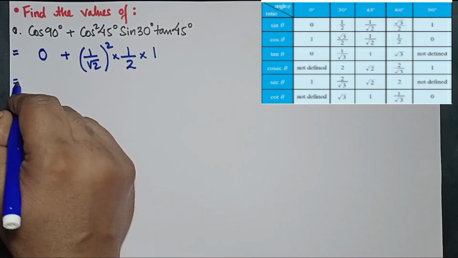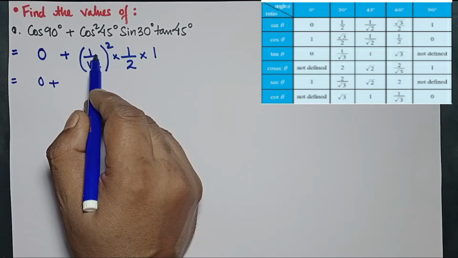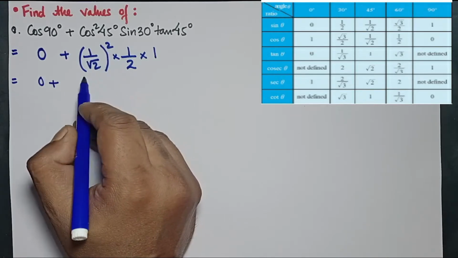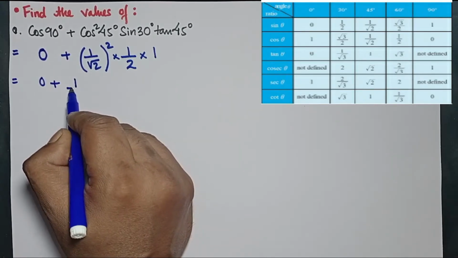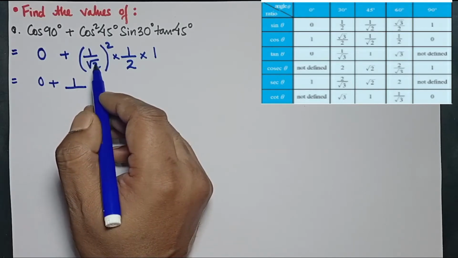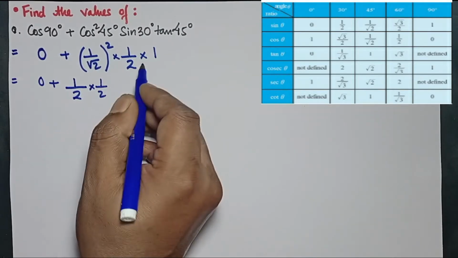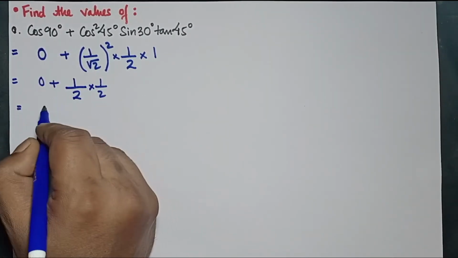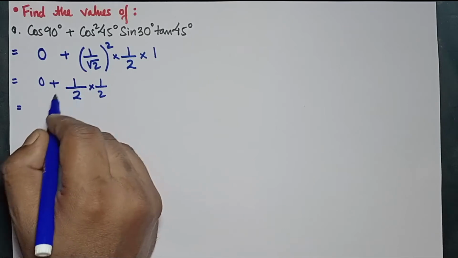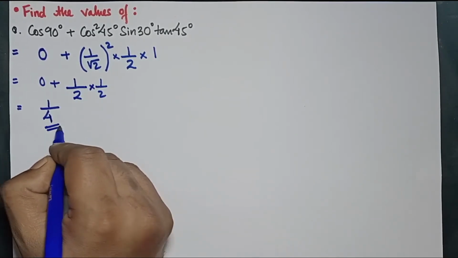Now you can see 0 is there, so 0 plus 1 square. 1 square is 1 into 1, it will be 1. The denominator has root 2 square. What is root 2 square? Root 2 square will be 2, into 1 by 2, 1 by 2 into 1 is 1. So 0 plus 1 into 1 is 1, 2 2s are 4. It's very simple.